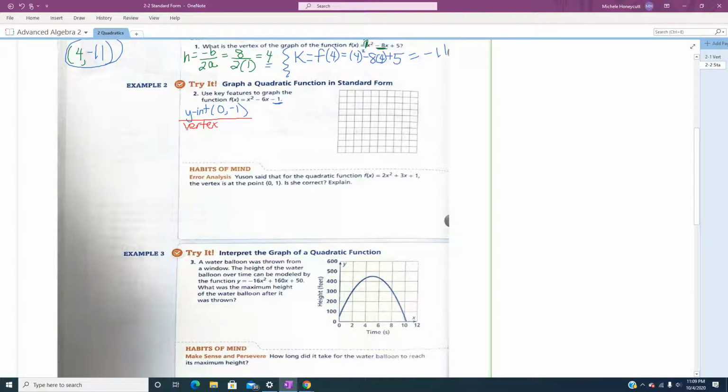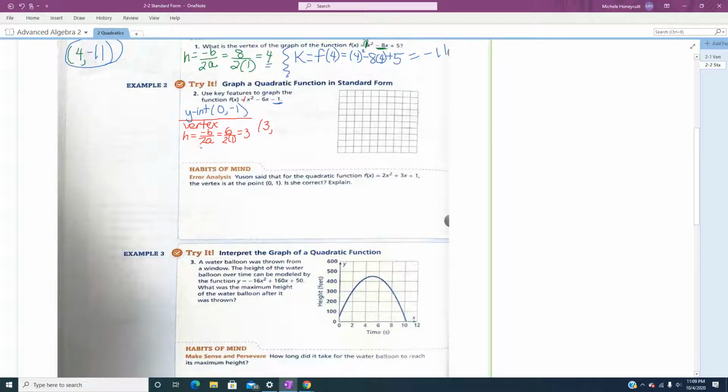Okay, let's find the h part. So h equals the opposite of b divided by 2 times the a value. B is the number in front of the x, so the opposite of negative 6 is positive 6. Divide that by 2 times my a coefficient, which is in front of the x squared. There's nothing there. I assume it's a 1. So 6 divided by 2 is 3. So I know my vertex is at 3, comma.